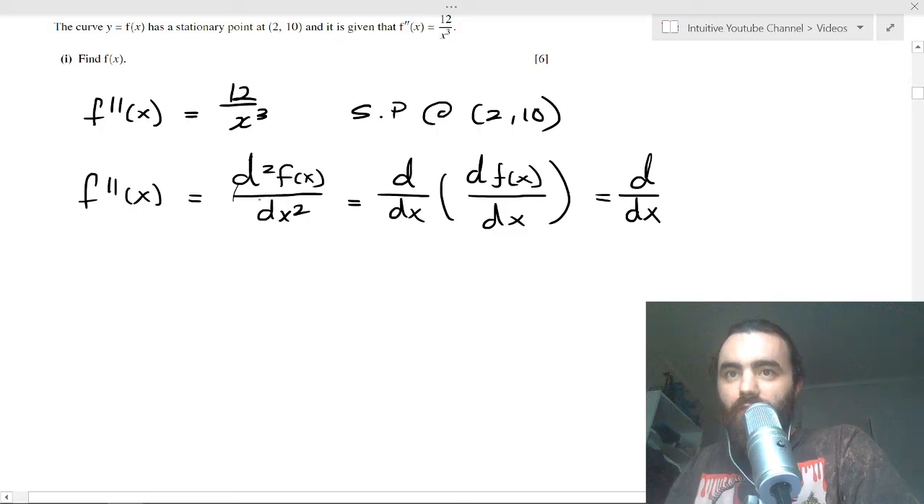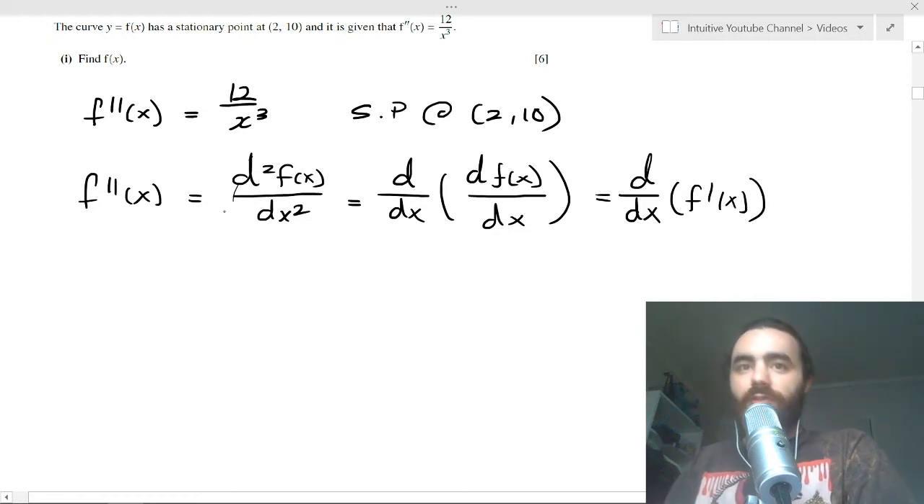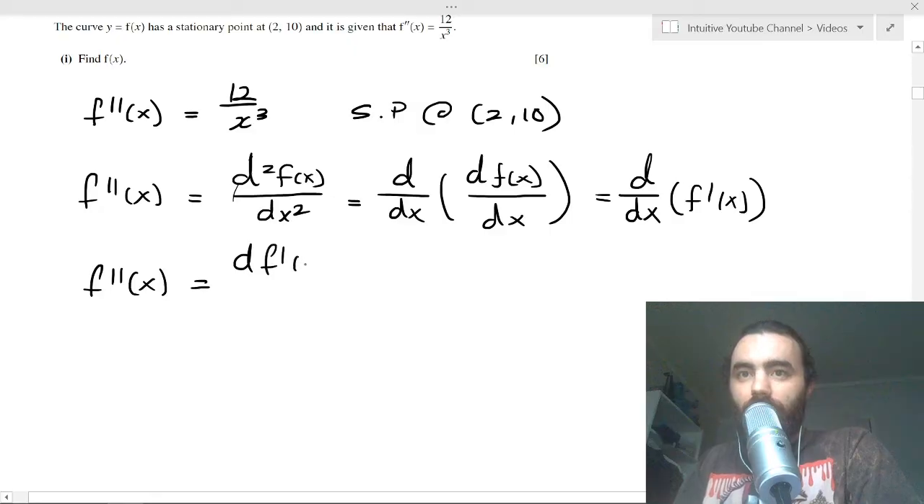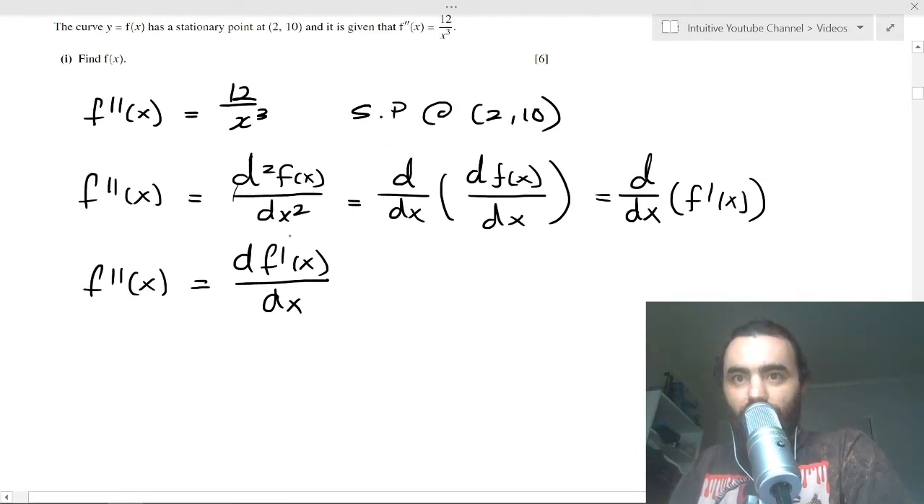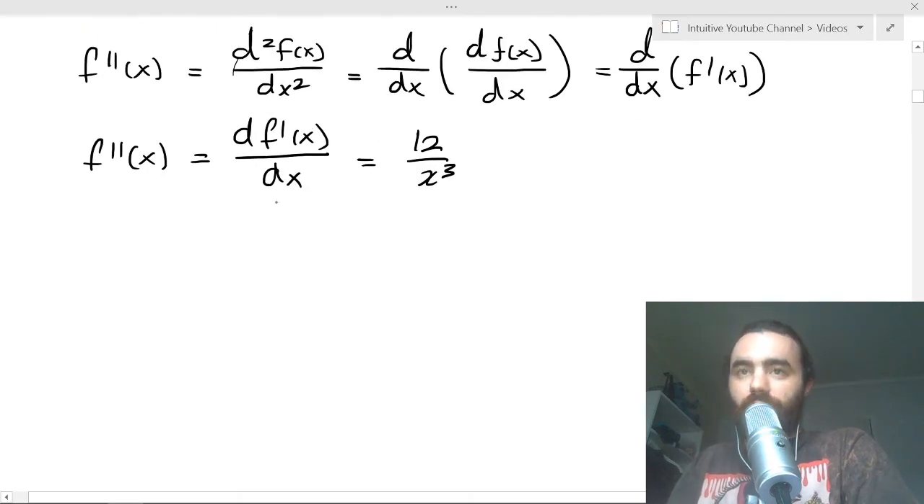If you times this in, you get this. And this is d by dx of f prime of x. So this is the derivative of the derivative, which is the second derivative. So you can say that f prime of x equals df of x, so the derivative of the derivative. And the reason I do that is because, well, that means that this equals 12 over x cubed.